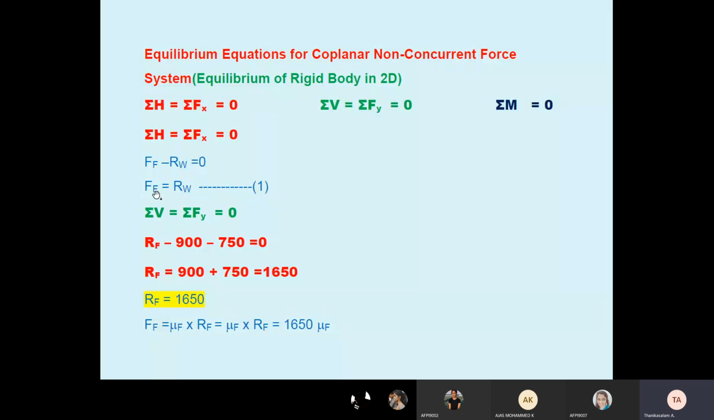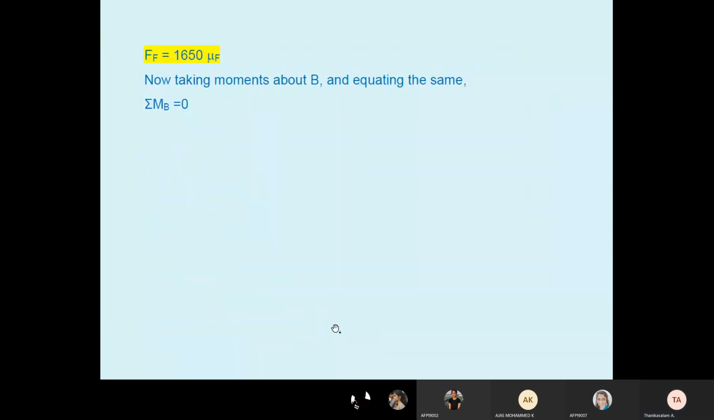See the first equation. We know FF equal to RW. What is FF? Mu F into RF. They asked for mu F, no? So just keep it. Already we calculated RF. Therefore, mu F into 1650. So FF equal to 1650 mu F.